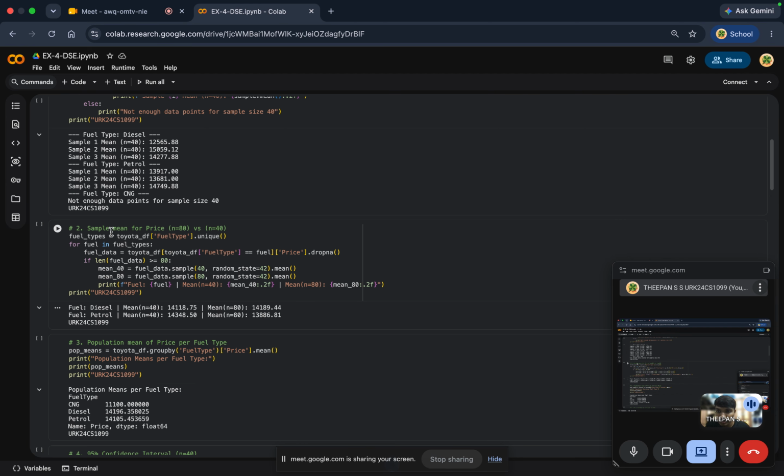The second question is the sample mean for the price, n is equal to 80 versus n is equal to 40. The goal is to show the effect of sample size on the estimation precision, the law of large numbers.